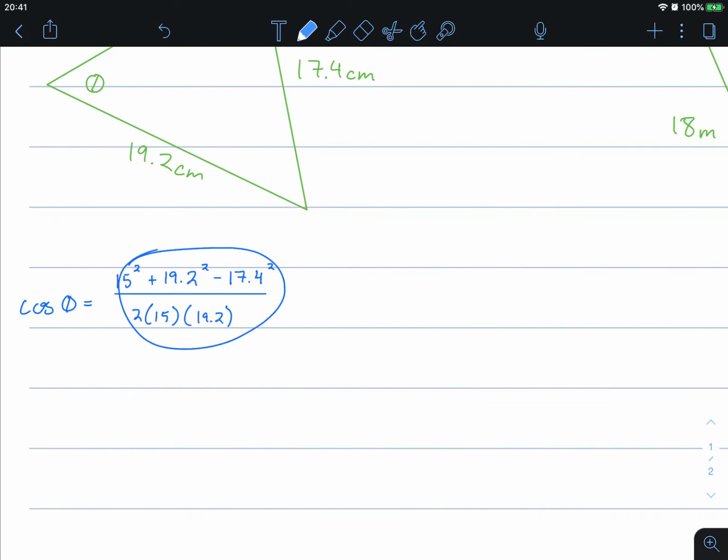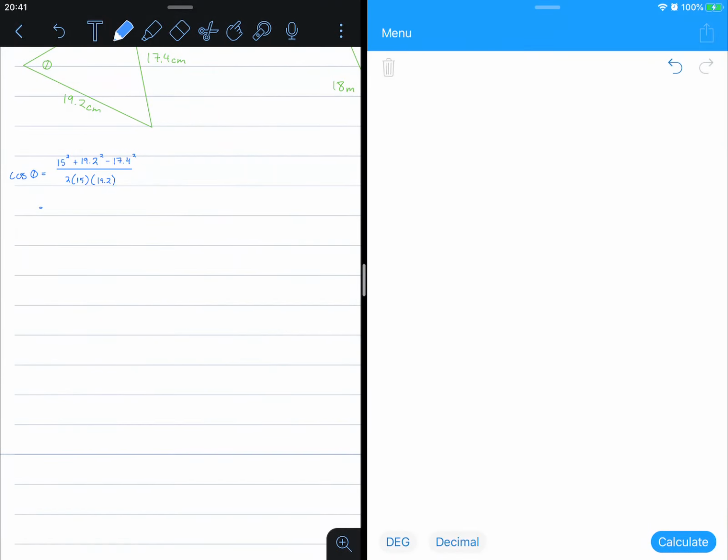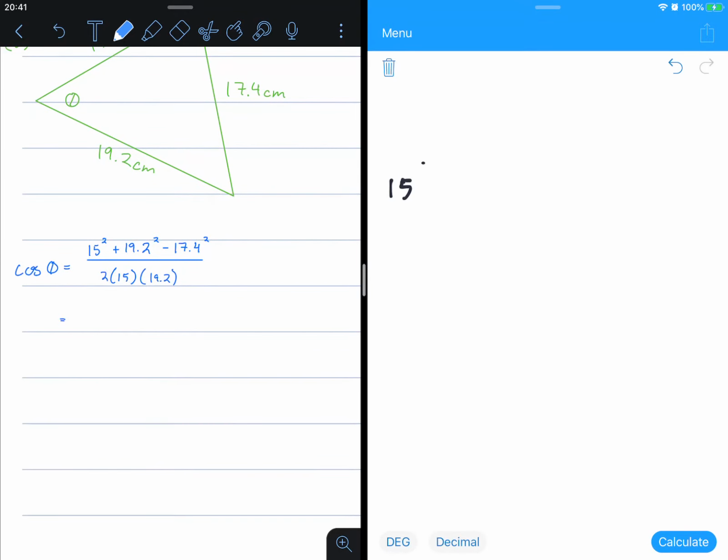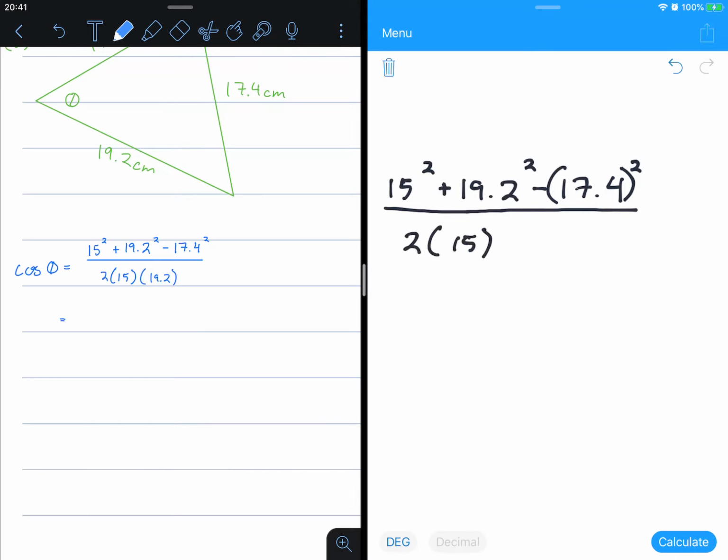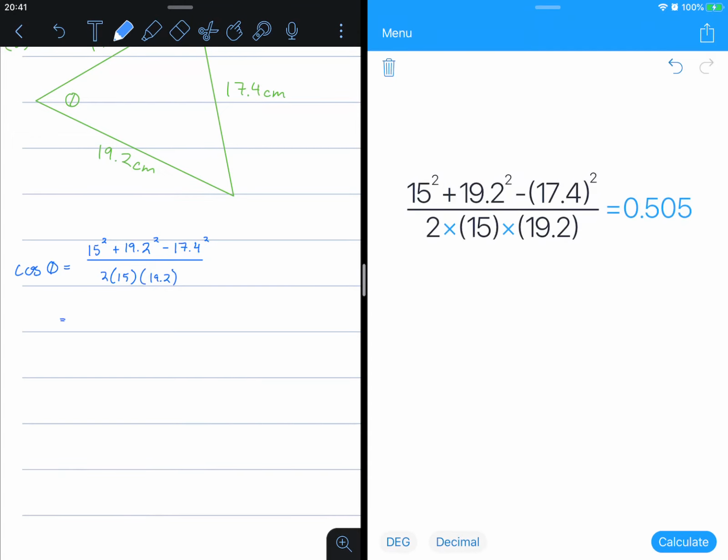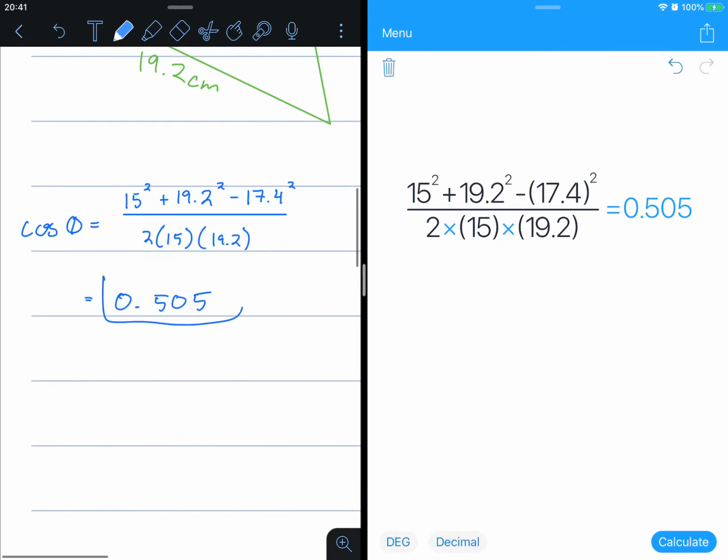Substituting all this into our calculator, we will get 15 squared plus 19.2 squared minus 17.4 squared all over, so I should put that in the bracket, 2 times 15 times 19.2. This gives us 0.505. However, this is not the angle, this is just the ratio of cosine.